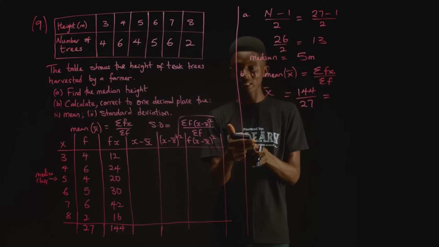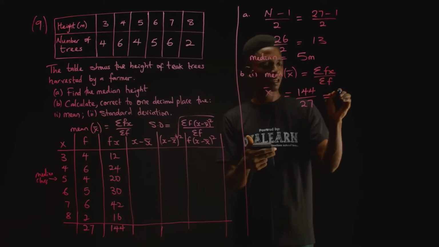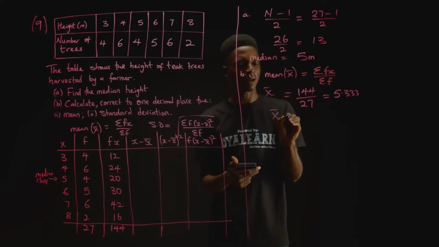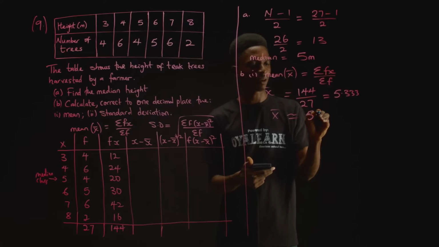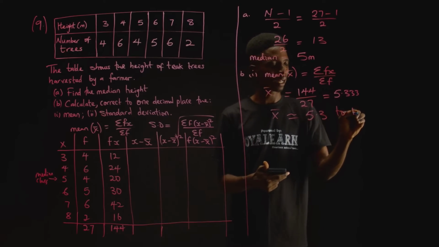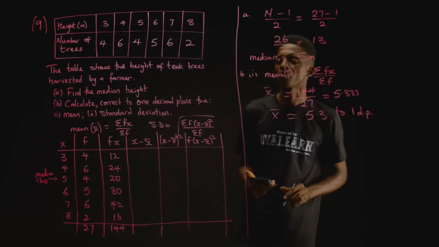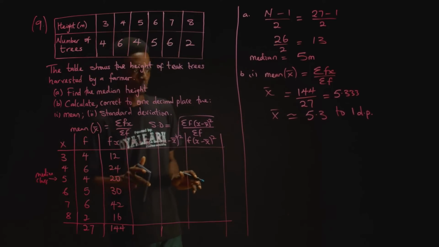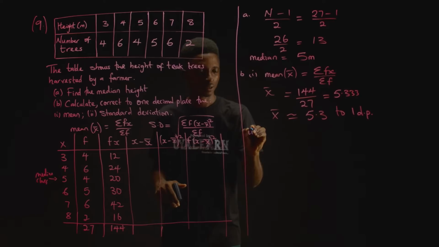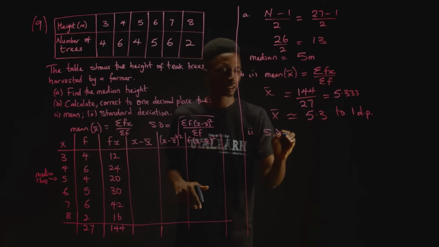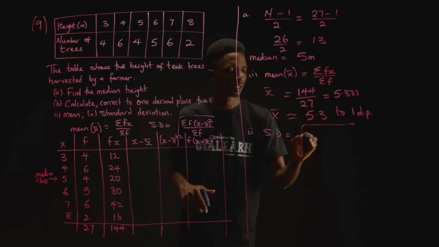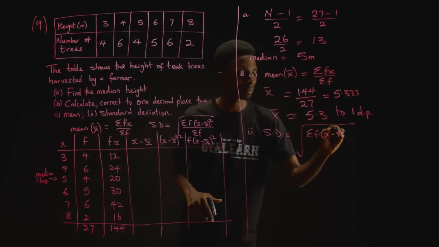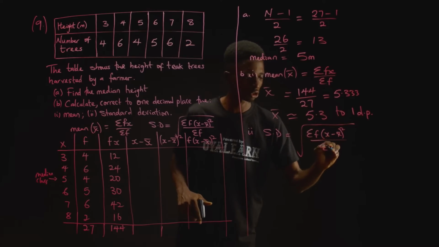144 divided by 27 will give us 5.333 on and on like that. That is, x bar is then 5.3 to one decimal place. Now we've gotten the mean. Let's find the standard deviation. Our standard deviation is given by the formula square root of summation f into (x minus x bar) in brackets squared all over summation f.